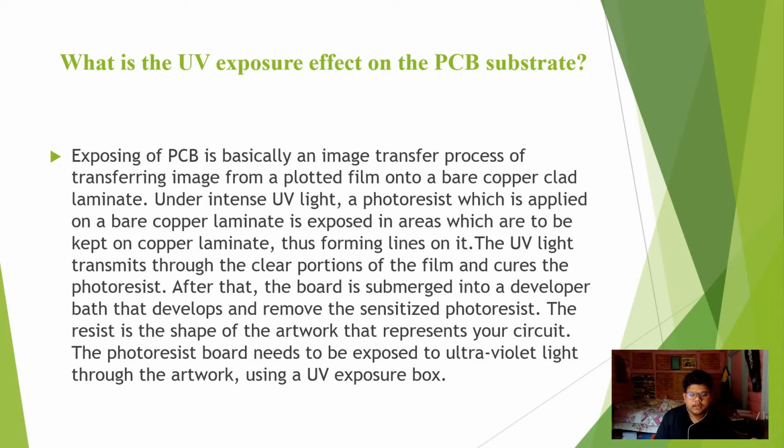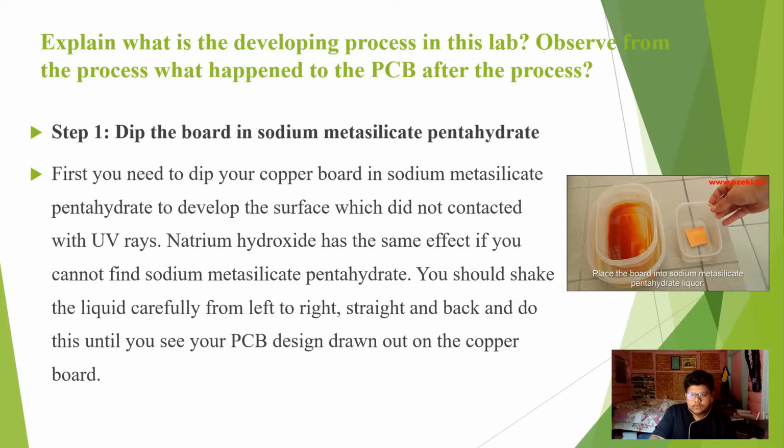The UV light transmits through the clear portion of the film and cures the photoresist. After that, the board is submerged into a developer bath that develops and removes the unsynthesized photoresist. The resist is the shape of the artwork that represents your circuit. The photoresist board needs to be exposed to ultraviolet light through the artwork using a UV exposure box.